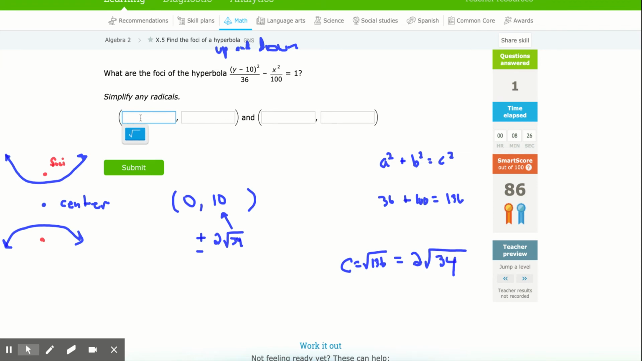So my foci have x values of 0 and a y value of negative 2, oh, sorry, almost made a mistake: 10 minus 2 square roots of 34 and 10 plus 2 square roots of 34, because I added that c length to and from this y value of 10.